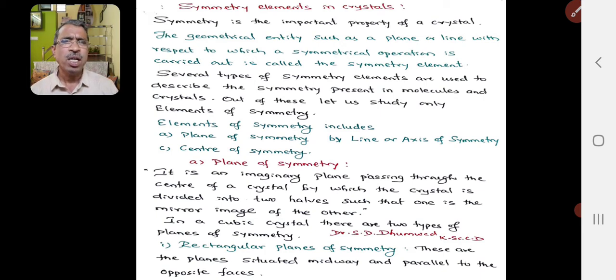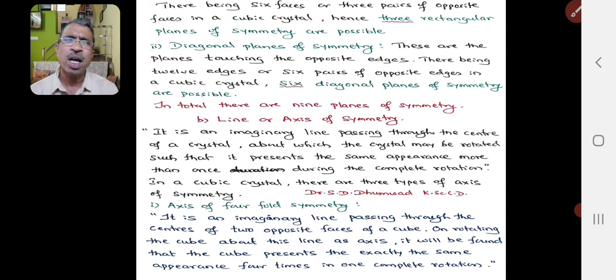Rectangular planes of symmetry are the planes situated midway and parallel to the opposite faces. As I have said, how many faces are there in a cube? There are 6 faces, or 3 pairs of opposite faces in a cubic crystal. Therefore, 3 rectangular planes of symmetry are possible. Half of 6 faces is 3 rectangular planes of symmetry in a cubic system.